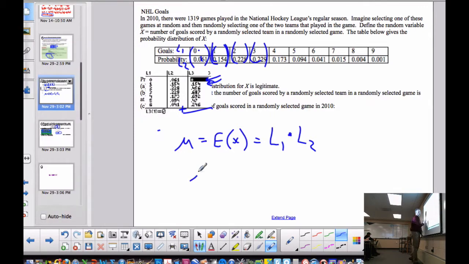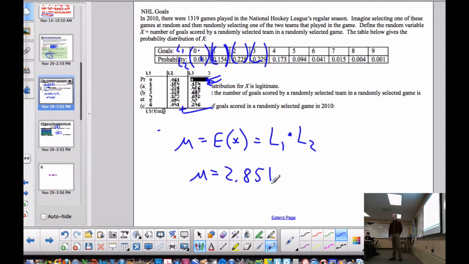So what's our expected number of goals? On average, how many goals are scored in the NHL on any given night? 2.851 is the average number of goals. And you leave it as 2.851 because they're asking on average how many. You don't try to round it. You actually leave it as the average would be 2.851 goals.